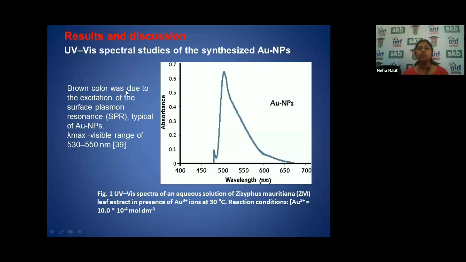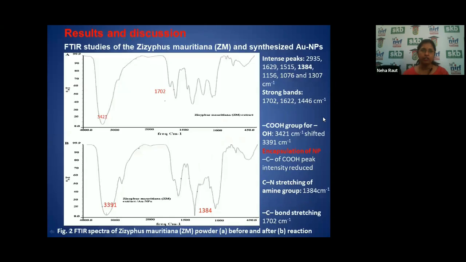The second, that brown color was due to the excitation of the surface plasmon resonance, because of the oscillation in the gold nanoparticle, and this SPR is typical to gold nanoparticle. It has a lambda max around 535, so it is in the range of 530 to 550 nanometer, which is confirmed with the reference also. So it is confirmed with the reference available. So it indicates there is a formation of gold nanoparticle. This is the first indication.